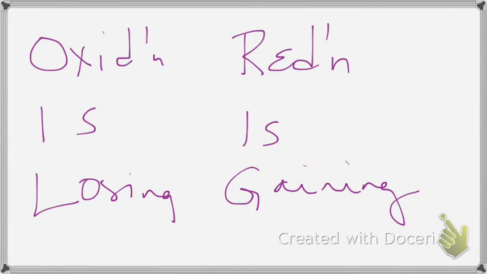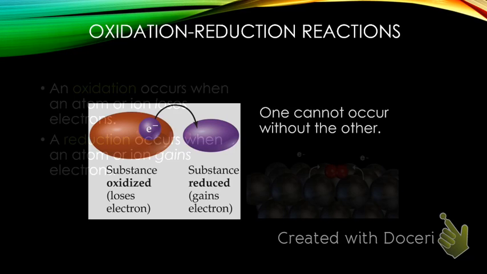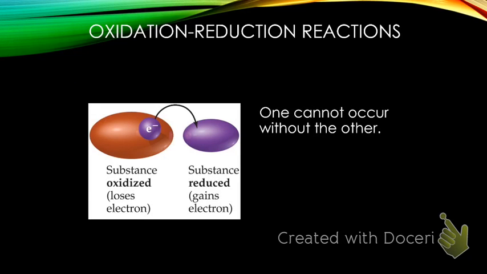Perhaps you've already noticed, but you can't have one without the other. Okay? Anytime a substance is being oxidized, that means another substance is being reduced. Just like I said, you can't just have an electron go off by itself. Okay? So something is always being oxidized whenever something else is being reduced.